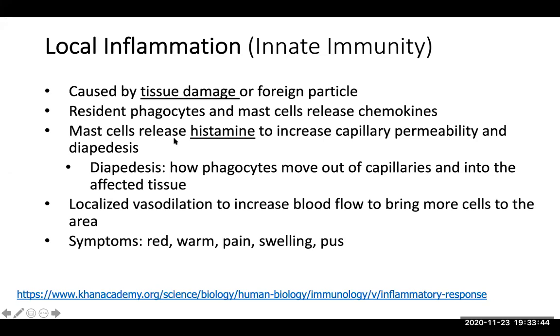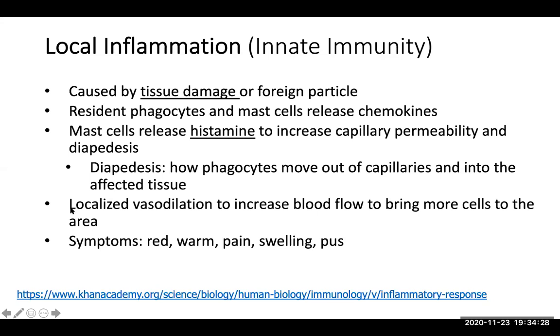Mast cells in particular will release histamine, and that serves the purpose of making the capillary cells loosen up those tight junctions so that white blood cells can squeeze through and get into the tissue. The process of white blood cells moving from the capillary to the tissue is called diapedesis. There's many steps involved in that, and since this is lab, I'm not going to go over this. It's not in the simulation, so I don't need to give you the specifics of diapedesis. If you want to talk about it later, just ask. I'd be happy to go over it with you.